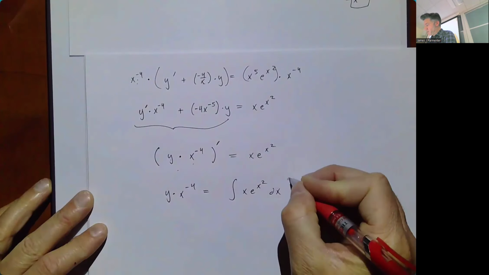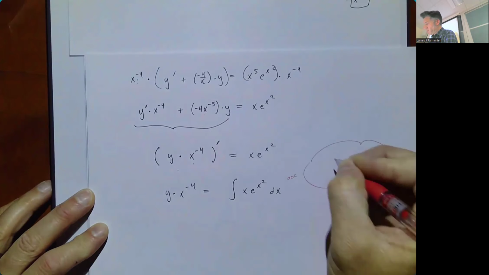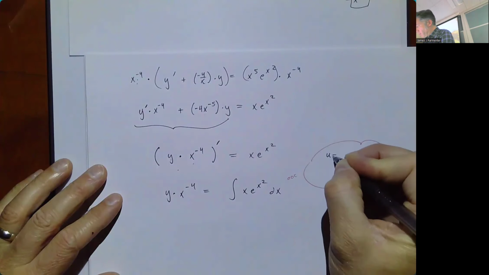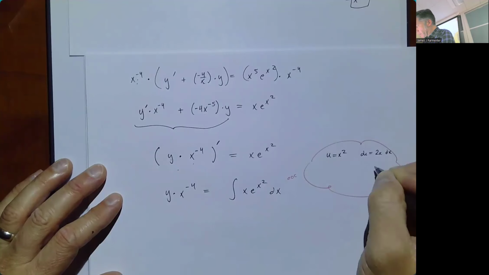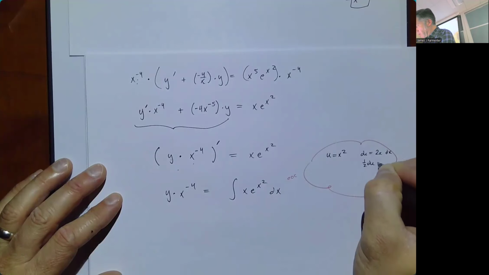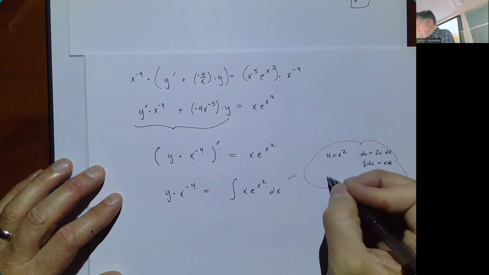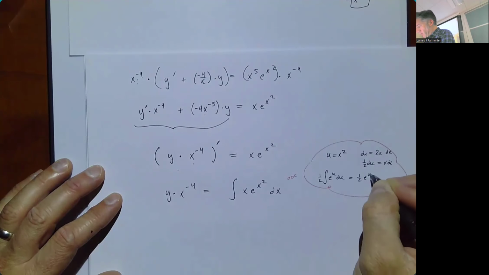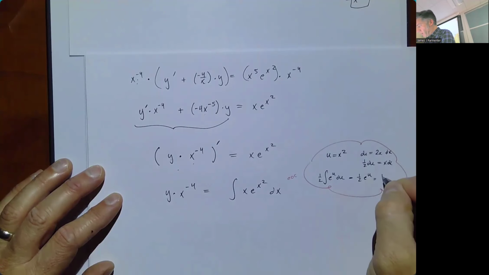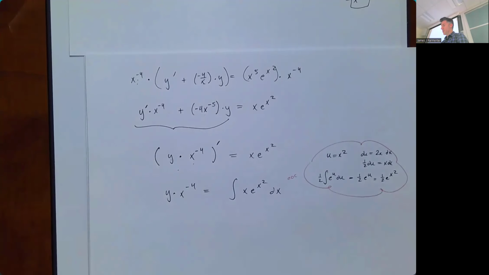So for this here, we would do u equal to x squared, du equal to 2x dx, 1/2 du is equal to x dx. So this becomes the integral of 1/2 du e to the u, and the integral of e to the u is e to the u. So we get 1/2 e to the u, which is 1/2 e to the x squared. So the antiderivative of x e to the x squared is 1/2 e to the x squared. You can check that by taking the derivative.